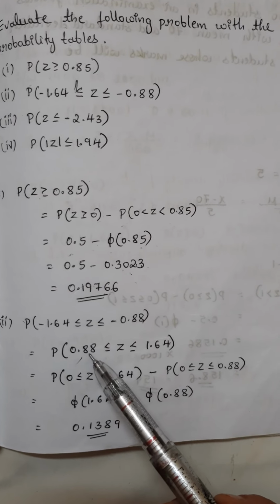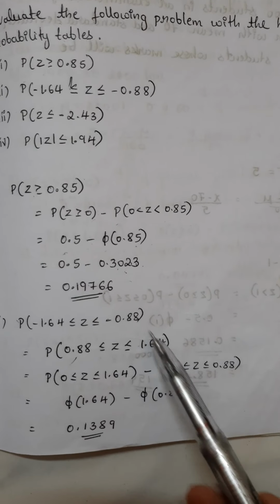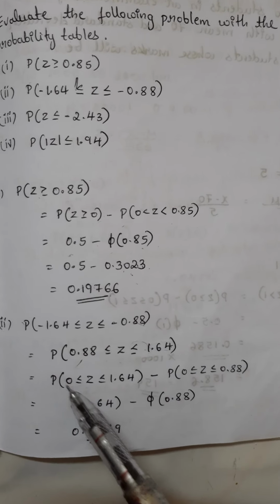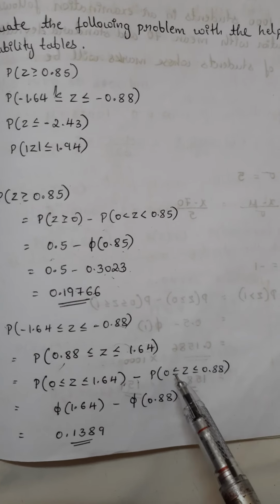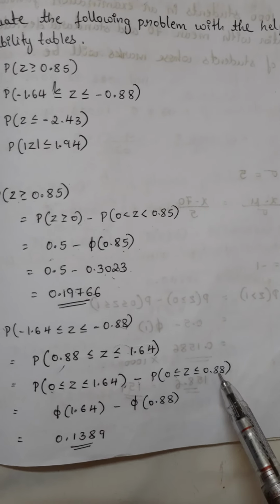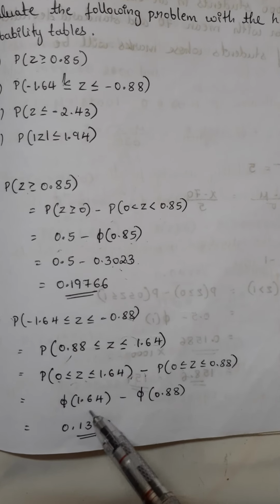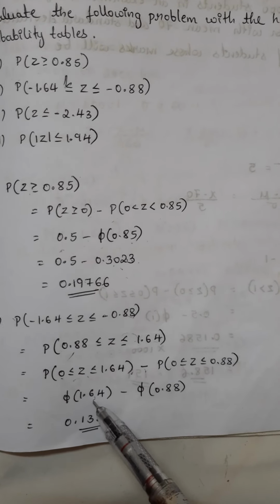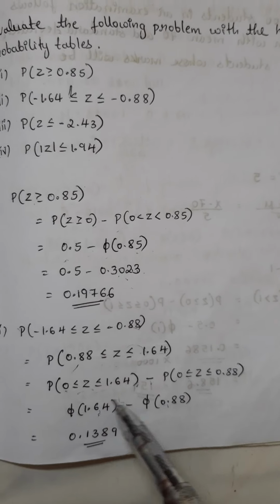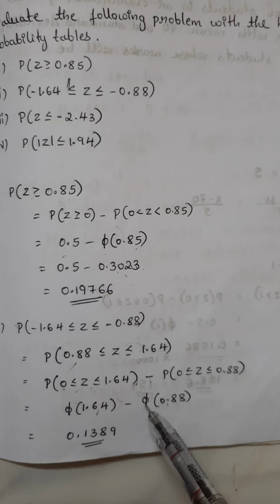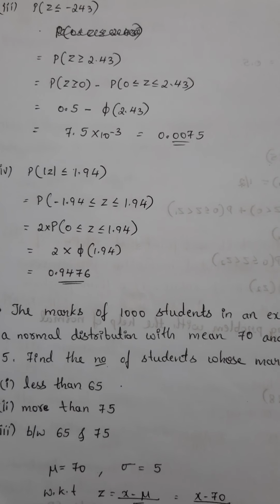So this is the calculation part. P of 0.88 less than or equal to Z less than or equal to 1.64 can be calculated as P of 0 to 1.64 minus P of Z lies between 0 to 0.88. So P of Z lies between 0 to 1.64 will be written as phi of 1.64 minus phi of 0.88. This can be calculated using the normal distribution table and the resultant value is 0.1389.